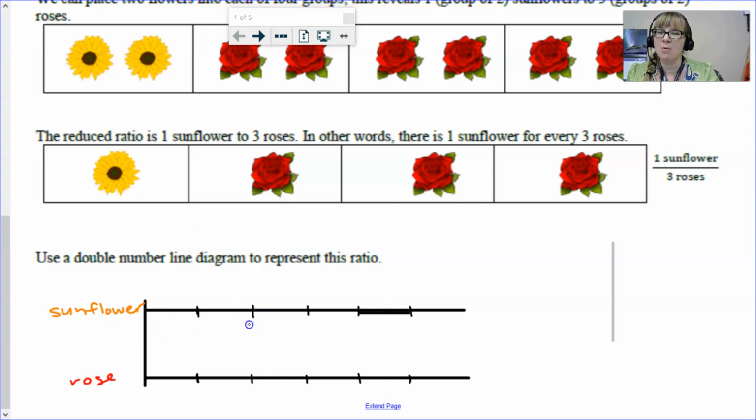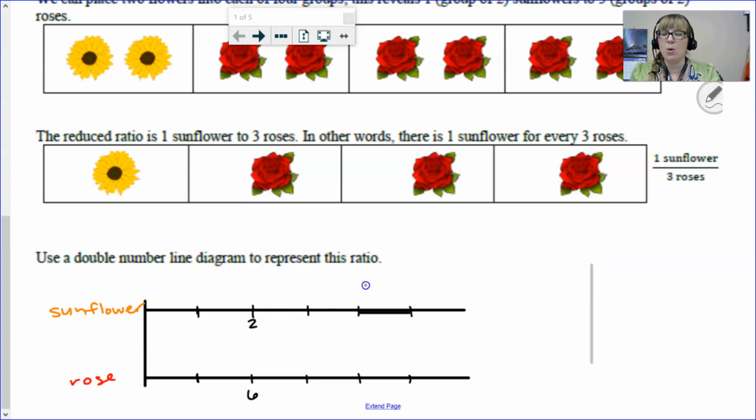You might remember that the problem was given to us with 2 sunflowers, so I'm going to go ahead and put that 2 on the sunflower one. And roses, there were 6. Again, pay attention to how that lined up. The 2 and 6 correspond with one another. And so that is why they are one right on top of the other.